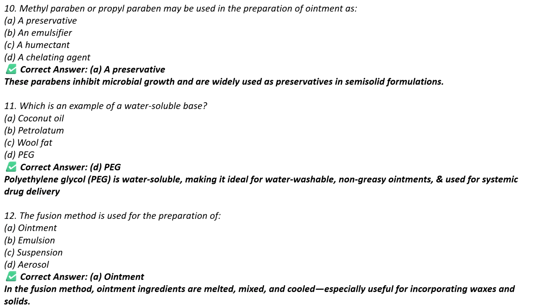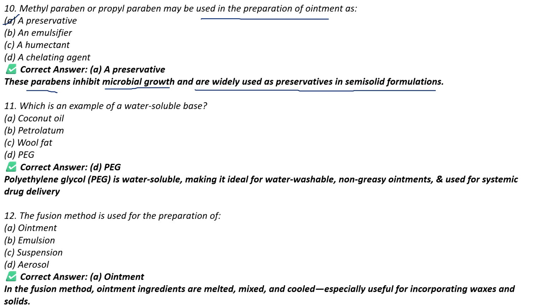So moving on to the next question. Methyl paraben or propyl paraben may be used in the preparation of ointment as... मतलब कि जो मिथाइल पैराबेन है और प्रोपाइल पैराबेन है उनको ऑइंटमेंट्स की प्रिपरेशन में किस तौर पे इस्तेमाल किया जाता है। ऑप्शंस दिए गए हैं: a preservative, an emulsifier, a humectant या a chelating agent. So these parabens, that is methyl paraben or propyl paraben, inhibit the microbial growth and are widely used as preservatives in semi-solid formulations. So we can say option A, that is a preservative, is the correct answer for this question.